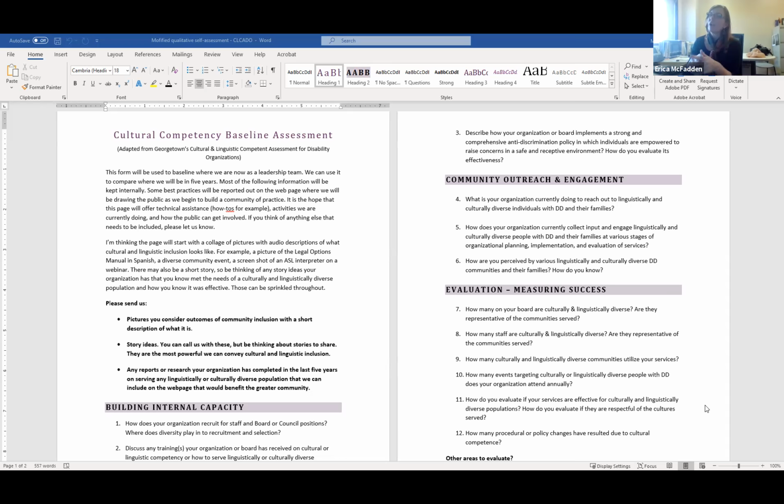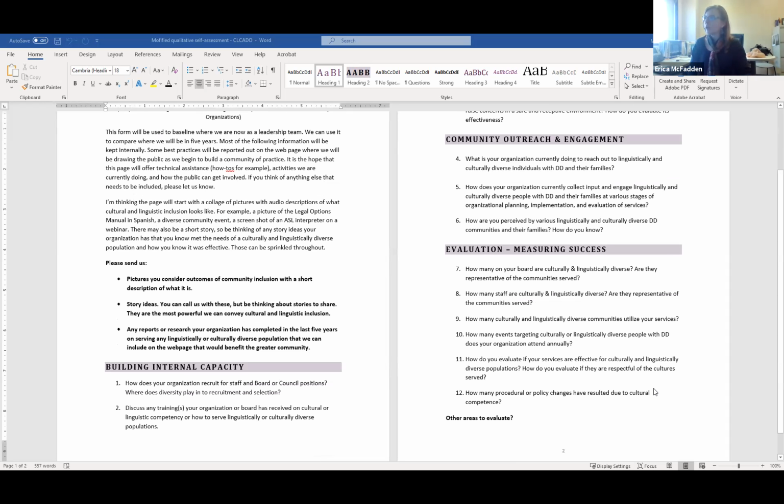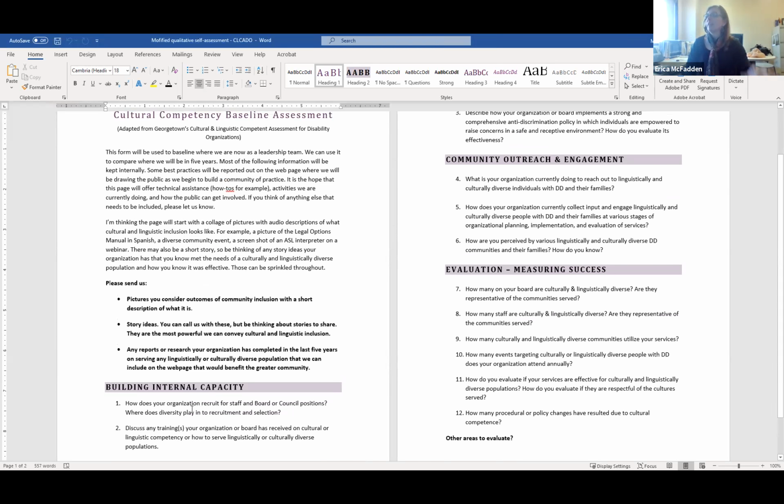So what you'll see here are the questions that we all said are some things we need to look at, not only internally. So this first section, building internal capacity, is who we have as staff, who we have on our board, but we also need to look at how we're engaging with the community. Do we really know how they feel? Do we have ways to find out what they think about you? Are you doing what you're supposed to do? And so we added that part.